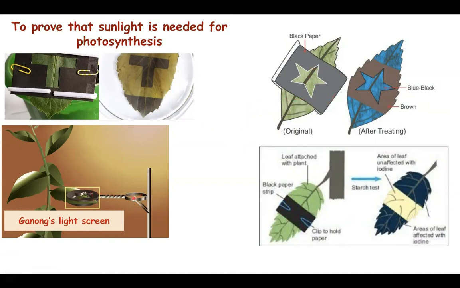A Ganong's light screen is a metallic device having a particular shape. So the metallic portion will prevent entry of sunlight, but the part exposed will allow sunlight to enter. So these will ensure that sunlight enters in certain parts of the leaves. So only the parts which are exposed to sunlight will turn blue-black. The remainder, which were not exposed to sunlight, will turn brown, indicating that sunlight is needed for photosynthesis.